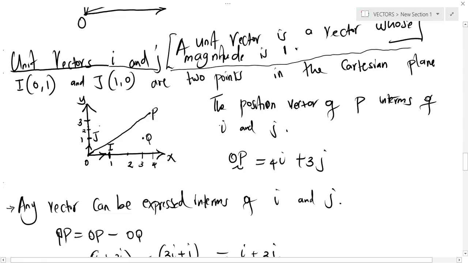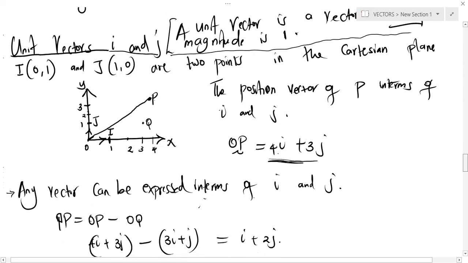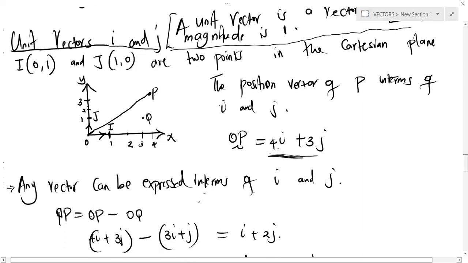So most of the time, when we are representing values on the Cartesian plane, we represent vectors in terms of i and j. So for example, if we are to represent point P, look at point P here, it is 4 units on the x-axis, so that is 4i, and then 3 units on the y-axis, so that is 3j. So OP, the position vector, is given by 4i plus 3j. Now, any vector can be expressed in terms of i and j, because i basically will represent the value on the x-axis and j the values on the y-axis.